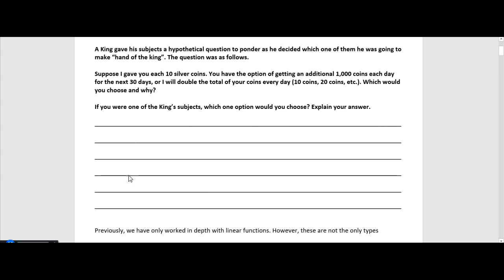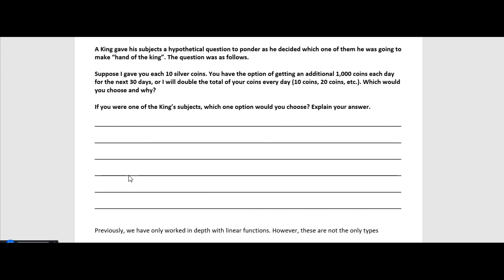It says a king gave his subjects a hypothetical question to ponder as he decided which one of them he was going to make, quote, hand of the king, unquote. The question was as follows. Suppose I gave each of you 10 silver coins. You have the option of getting an additional 1,000 coins each day for the next 30 days, or I will double the total of your coins every day, again for the next 30 days. Which would you choose and why?